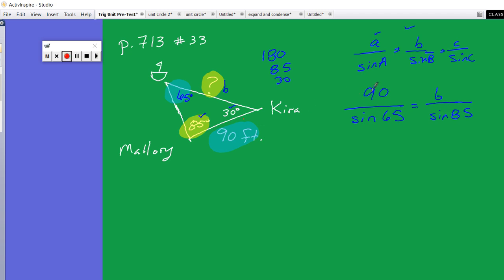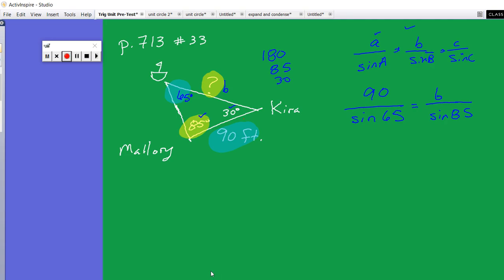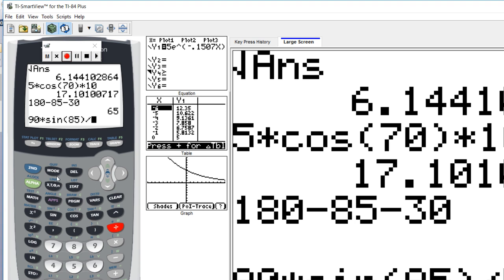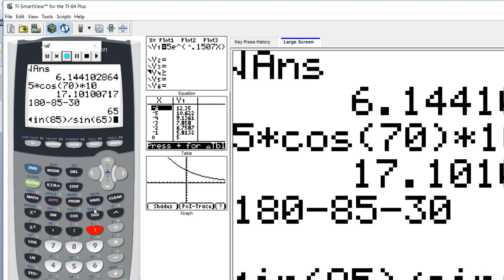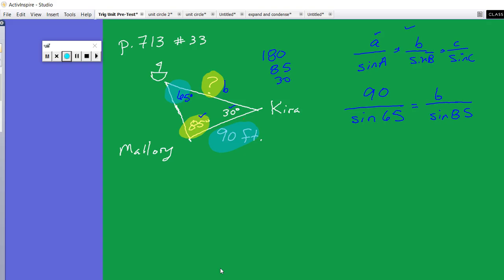So now to get rid of divide, I'd multiply by the sine of 85. So I'm going to go 90 times the sine of 85 divided by the sine of 65. So I go 90 times the sine of 85. And I'm going to double check, make sure I got that right. 85 divided by the sine of 65. And I hit enter, and it is 98.9. So this side is 98.9 feet away.